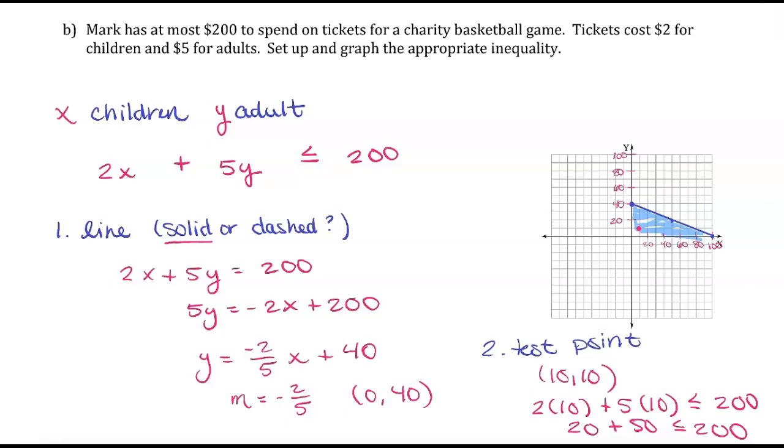Mark can purchase 40 kid tickets and 10 adult tickets, for example, and any combination that lands the ordered pair in this shaded region or on the line. And with that, I'll conclude this video lecture.